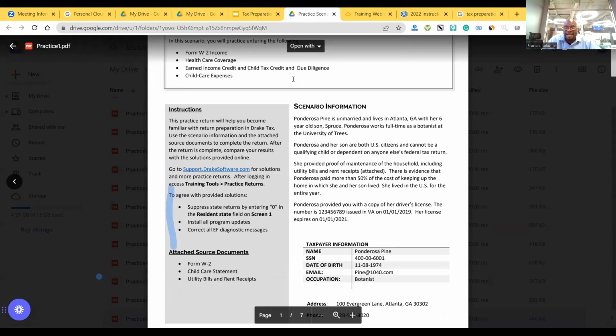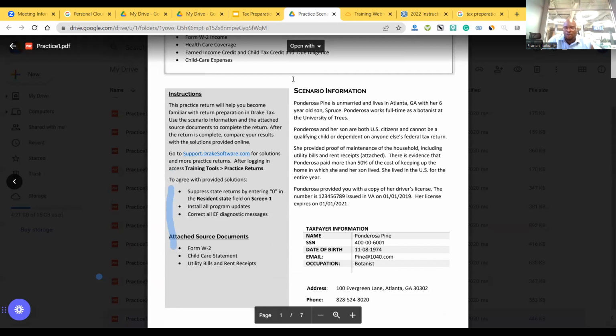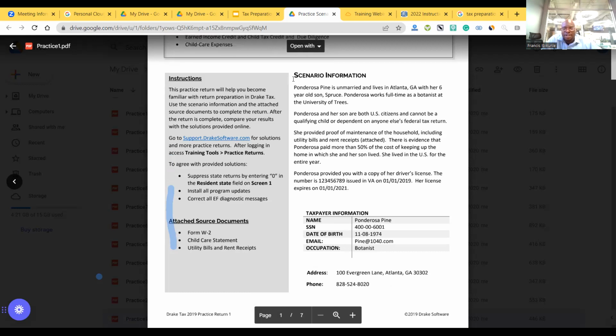Ponderosa Pine is unmarried and lives in Atlanta, Georgia, with a 6-year-old son, Sports. Ponderosa was employed full-time as a botanist at the University of Trees. Ponderosa and her son are both U.S. citizens and cannot be a qualifying child or dependent on anyone else's federal tax return. She provided proof of maintenance of the household, including utility bills and rent receipts. There's evidence that Ponderosa paid more than 50% of the cost of keeping up the home in which she and her son lived. She lived in the US for the entire year. Ponderosa provided you with a copy of her driver's license. The number is this, issued in Virginia, on this date, and the license expires on these days.